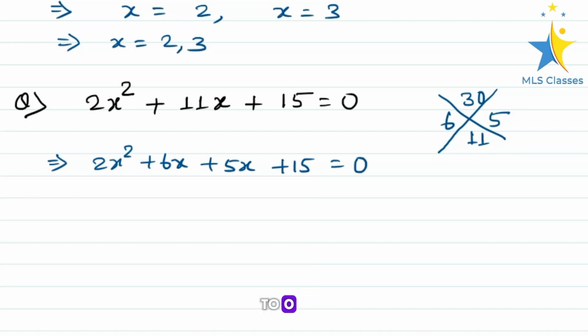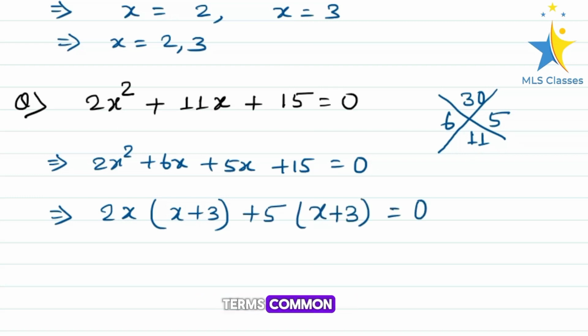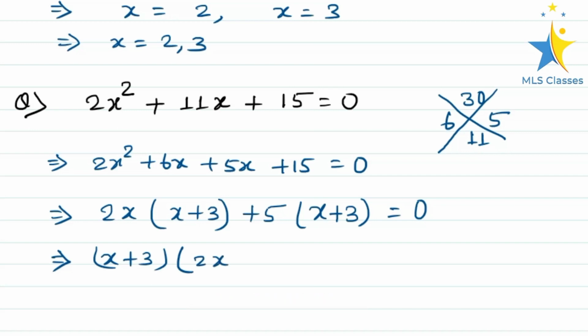This implies that we can take 2x common from the first two terms, then we will get x plus 3. Then we can take plus 5 common and we'll get again x plus 3. You can see we are getting the same term in the parentheses. So we can take x plus 3 common, and then here 2x is remaining and here plus 5 is remaining. So that is equal to 0.